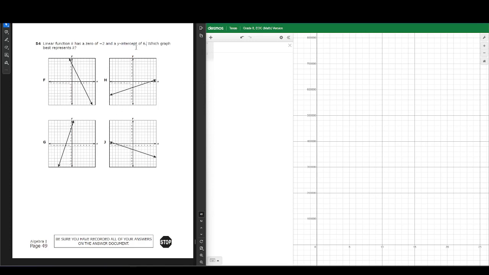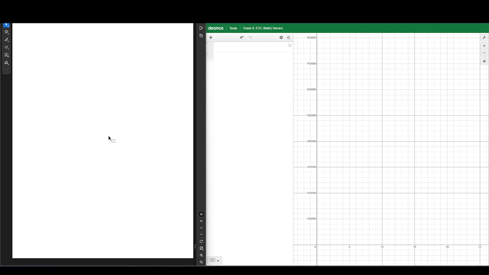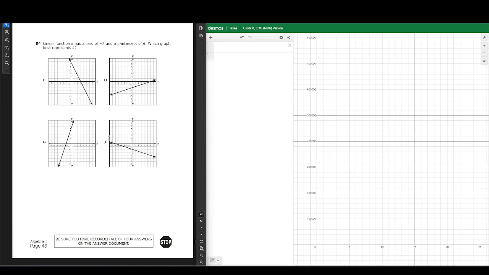So if we at least know y-intercept, we can eliminate H and J immediately. And then the fact that graph F has nothing to do with -2. Oh, I guess the slope is -2. Yeah, I mean, this is a vocabulary question. Desmos can't really help with that. And I believe that's the end. So that's the end of this test, and it ends on one where Desmos can't really help us.